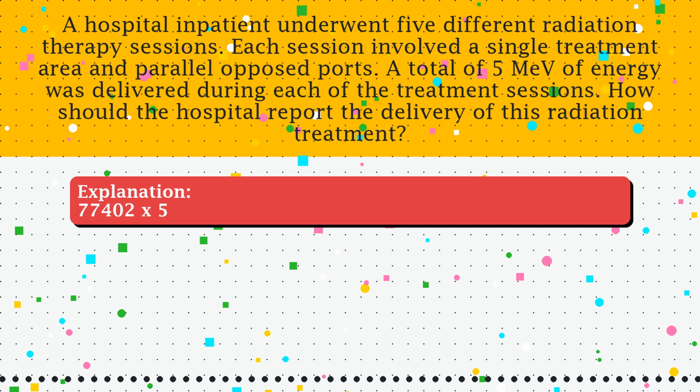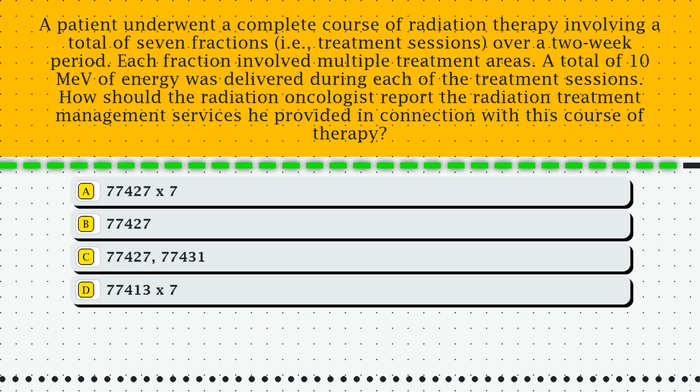Question 121. A patient underwent a complete course of radiation therapy involving a total of 7 fractions, i.e., treatment sessions, over a 2-week period. Each fraction involved multiple treatment areas. A total of 10 MeV of energy was delivered during each of the treatment sessions. How should the radiation oncologist report the radiation treatment management services he provided in connection with this course of therapy?